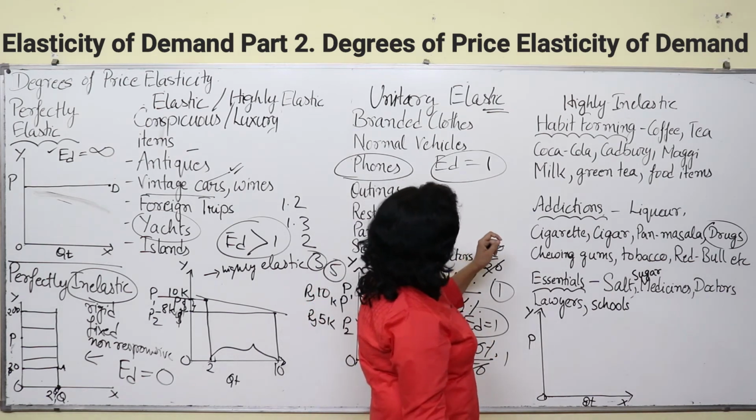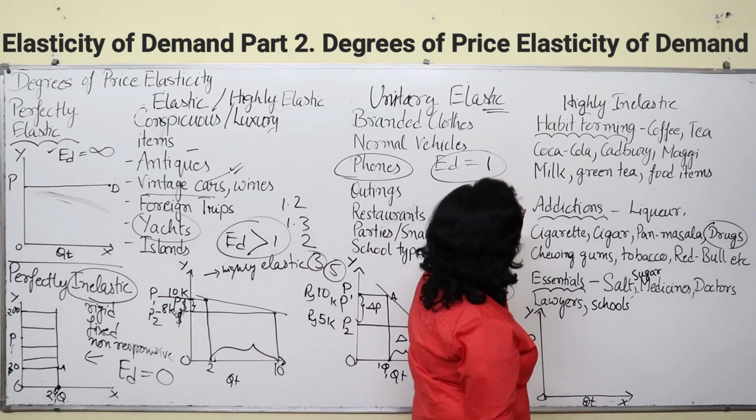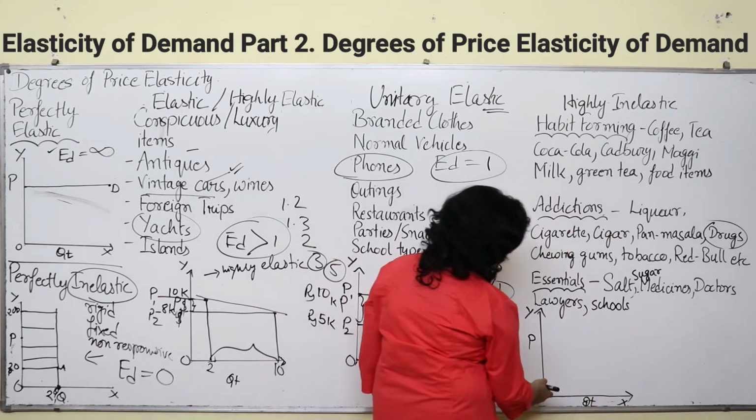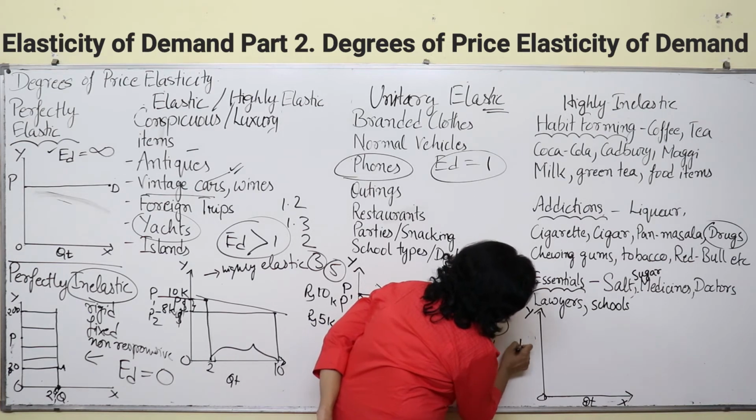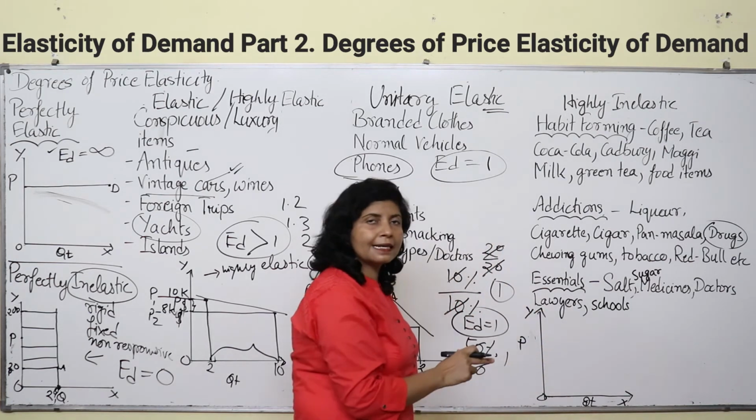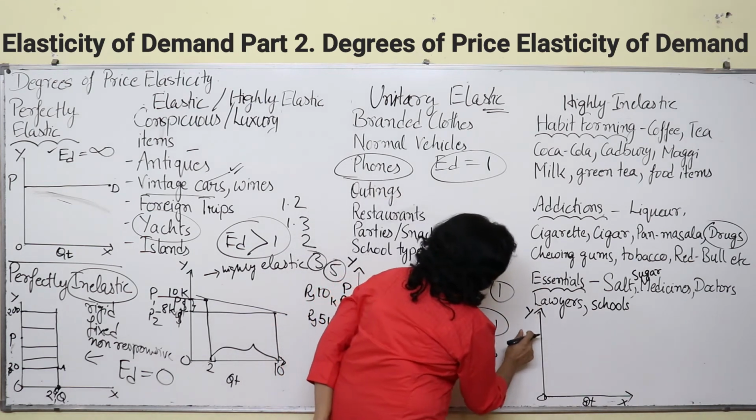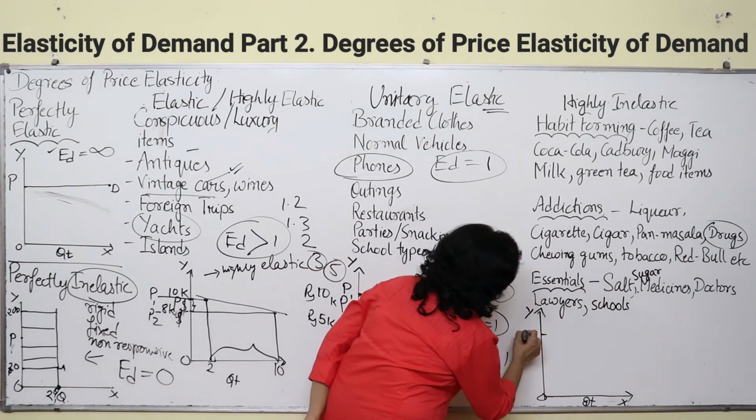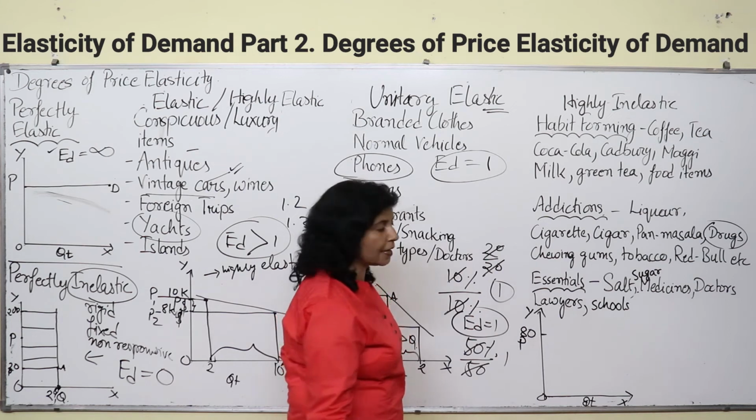We can take the example of milk, or let's say food items. We always take price on the vertical axis and quantity on the horizontal axis. Say for example, initially the price of a certain commodity, milk, was 80 rupees per kg.